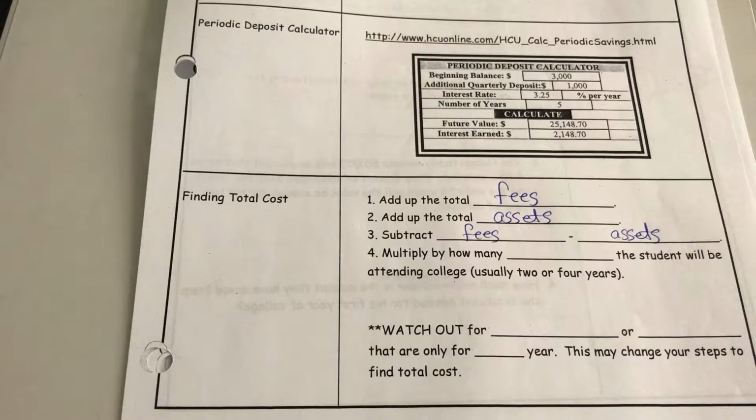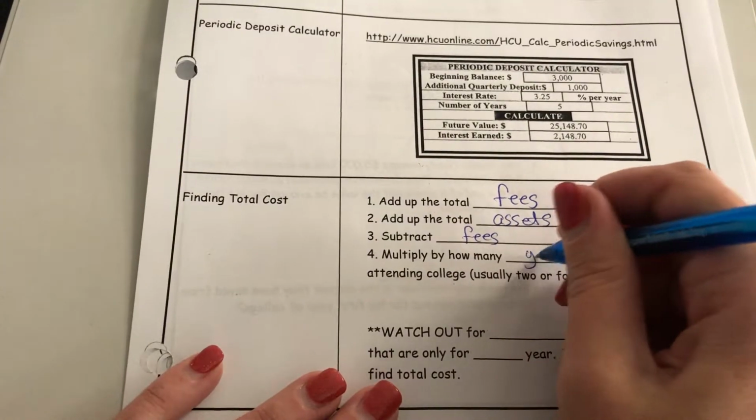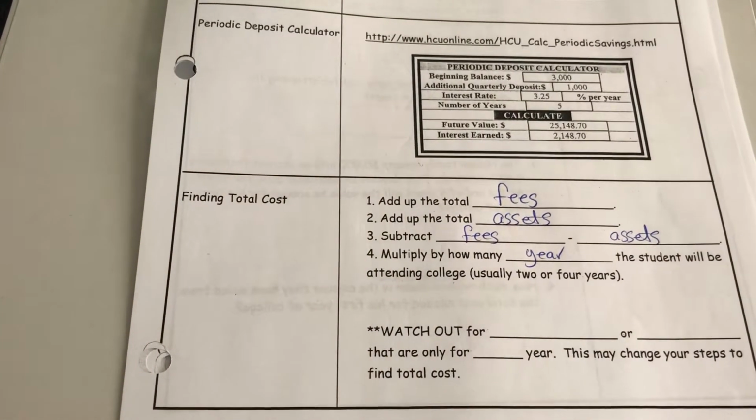Then we're going to multiply by how many years the student will be attending college. It's usually a 2 or 4 year university. I'll show you here in just a second.